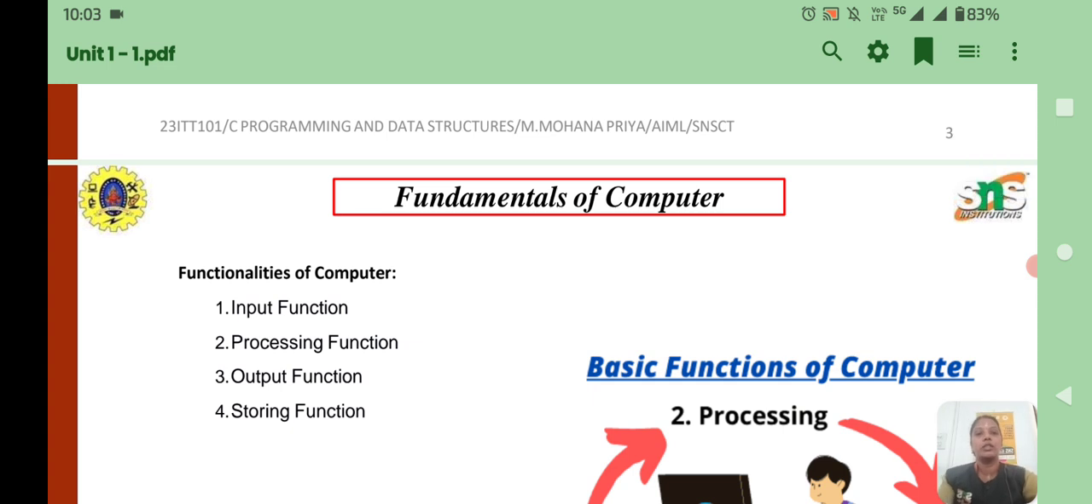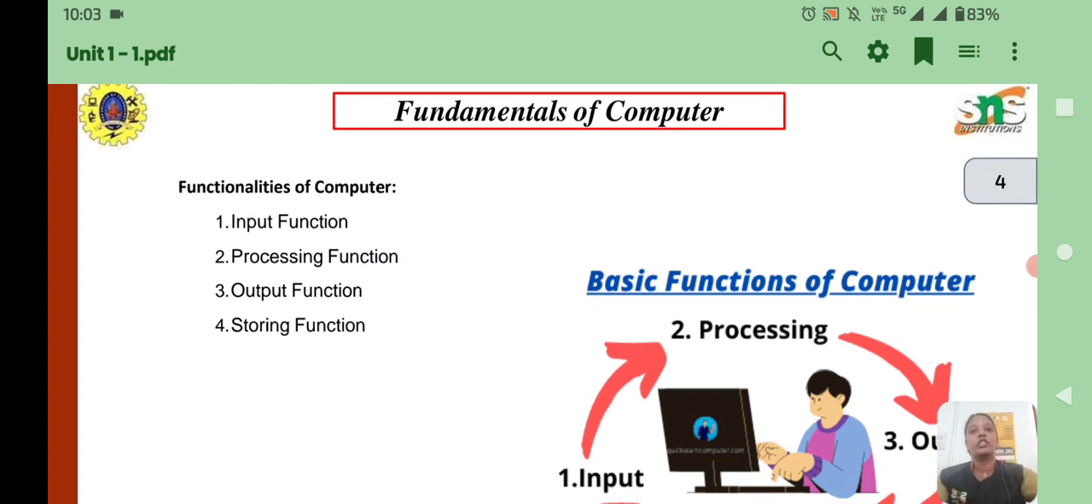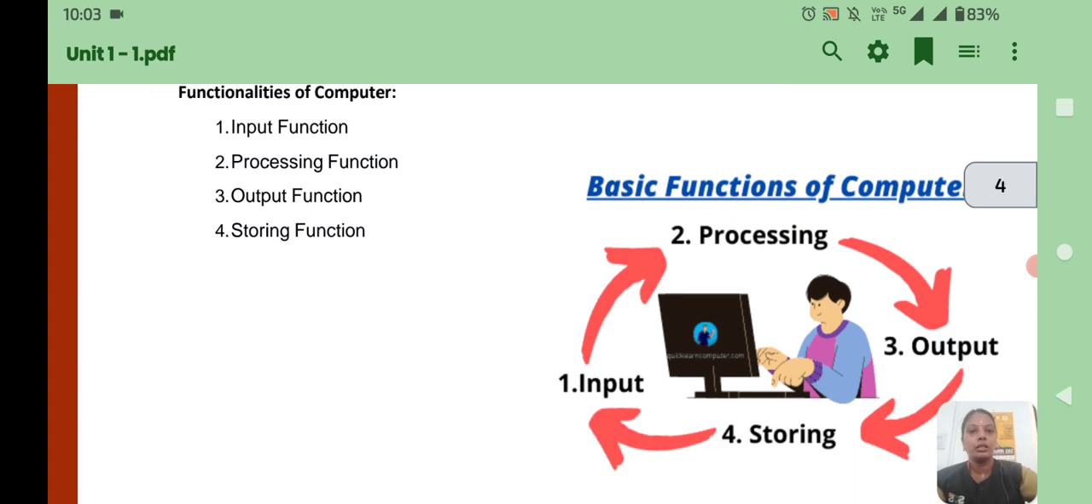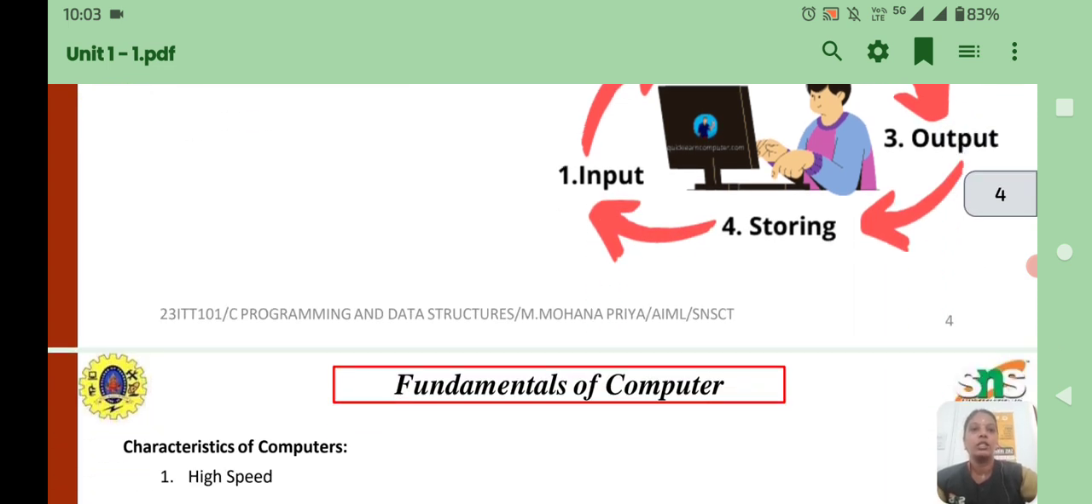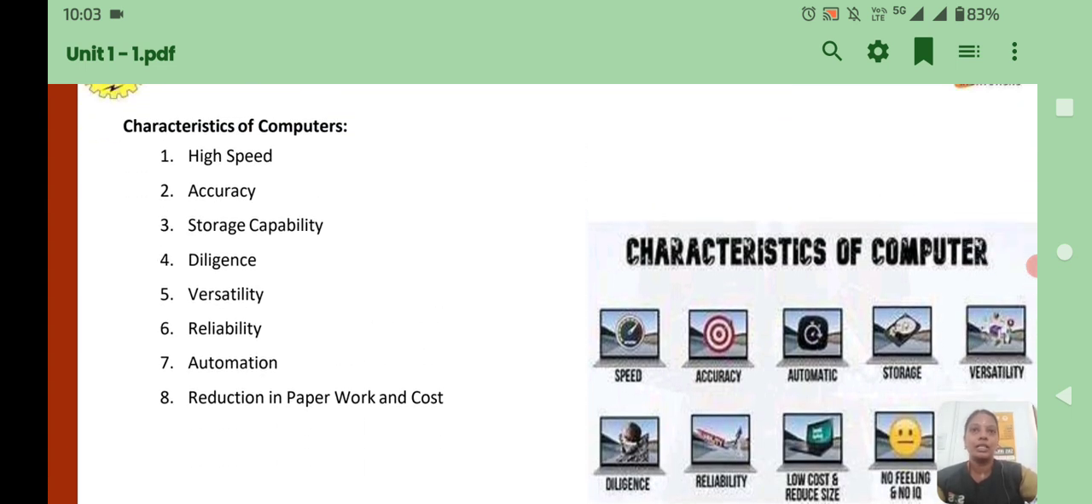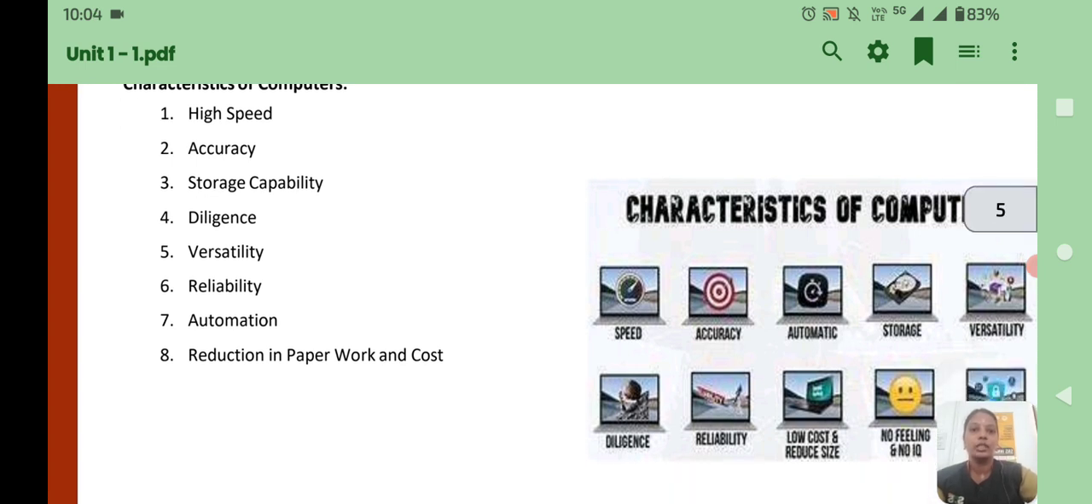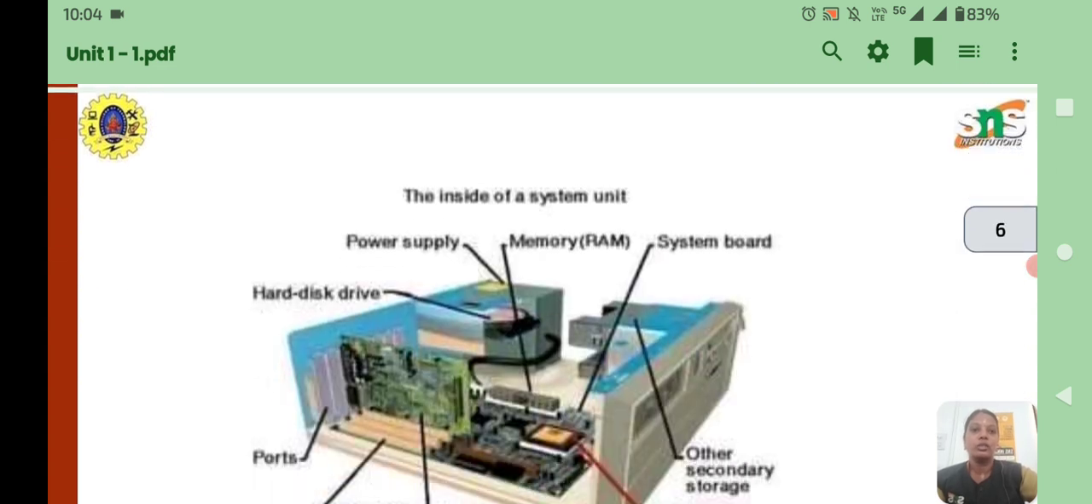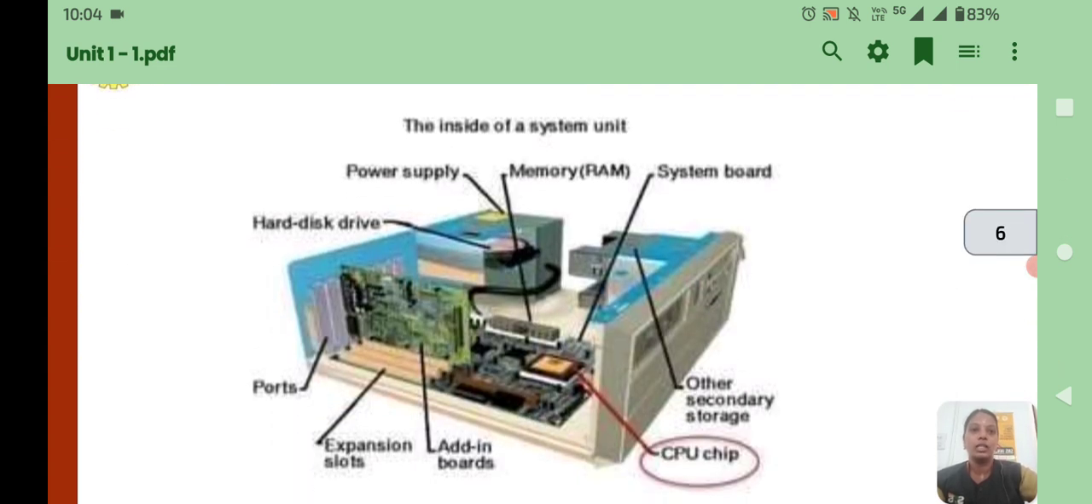What are the fundamental functions of a computer? First is the input function, next is the processing function, then the output function, and the final one is the storing function. The computer has some characteristics, which is why we use it: high speed, accuracy, storage capability, vigilance, versatility, reliability, automation, and a reduction in paperwork and cost. So we are using computers nowadays to digitalize our stored data.